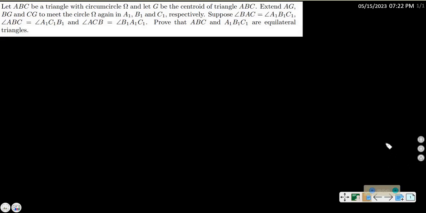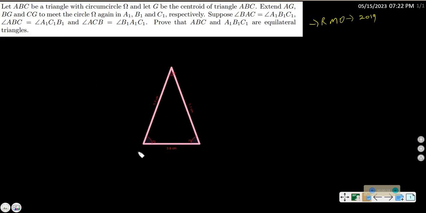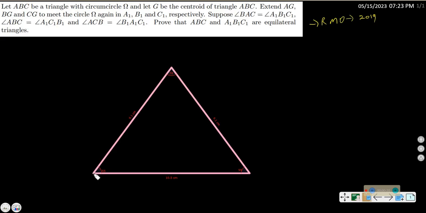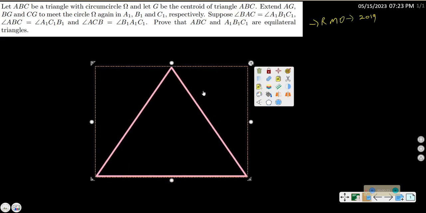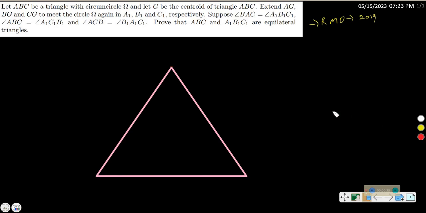Good evening, dear friends. I am back with another exciting problem from RMO, Regional Mathematical Olympiad 2019. So let's begin with the problem. According to the problem, there is a triangle ABC, and it's given that its centroid is G.